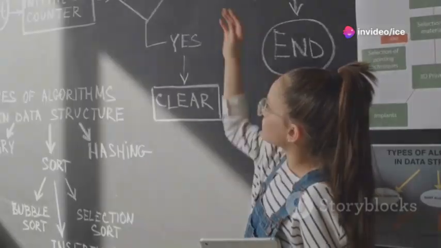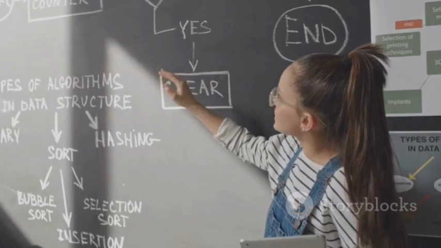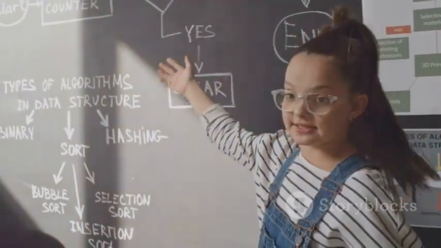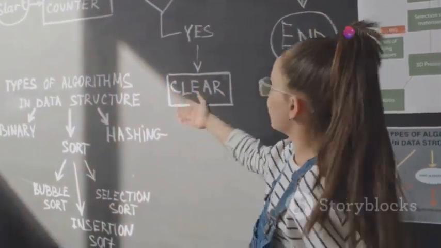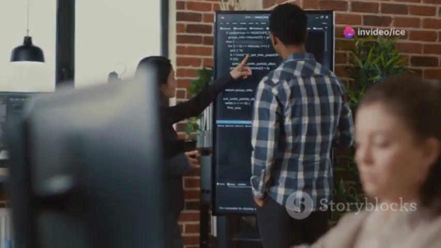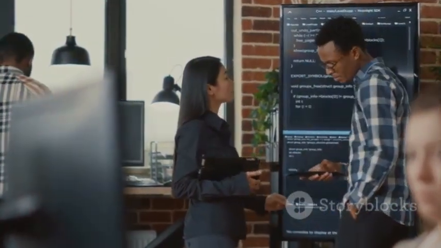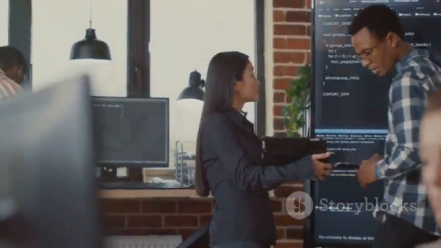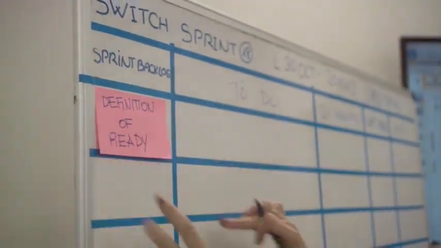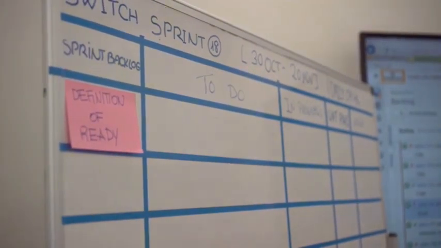Next, let's clarify the distinction between two commonly confused terms: regression testing and retesting. Regression testing ensures that new code changes do not adversely affect the existing functionality of the software, while retesting involves verifying that specific defects have been fixed. Both are essential for maintaining the quality and reliability of the software, but they serve different purposes in the testing process.